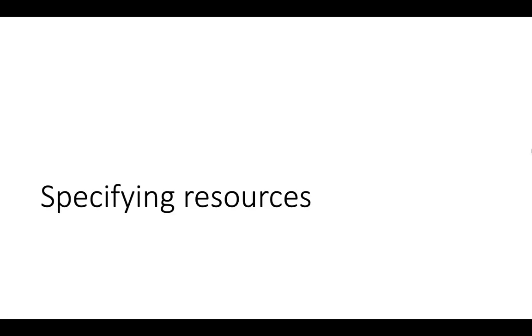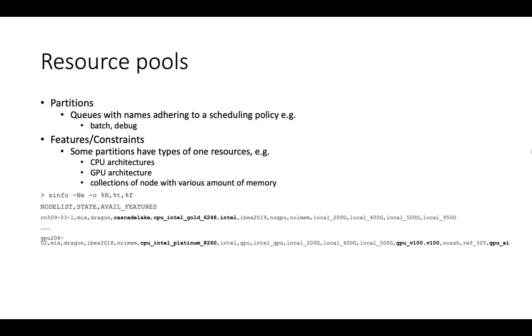SLURM provides a means of describing an allocation request as a collection of directives, parameterizing the resources, including accounting and time requisites for the submitted jobs. Partitions or queues are pools of allocatable resources pooled under global constraints such as maximum time or minimum or maximum job size.